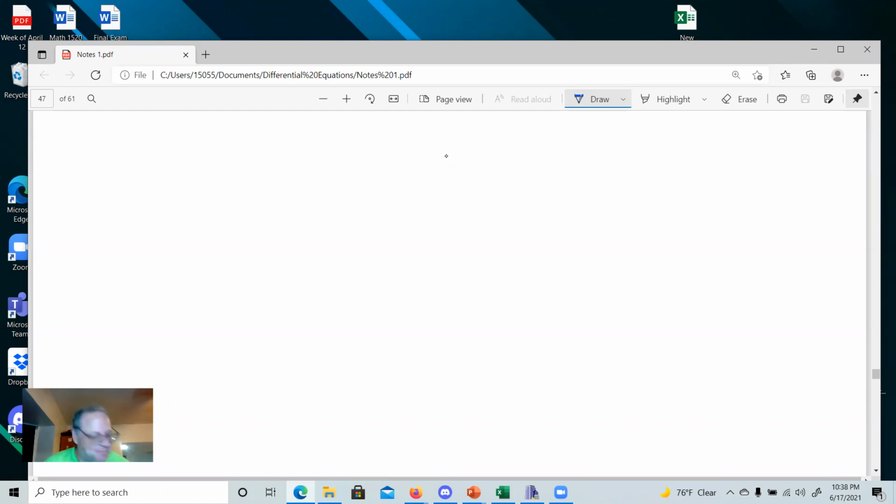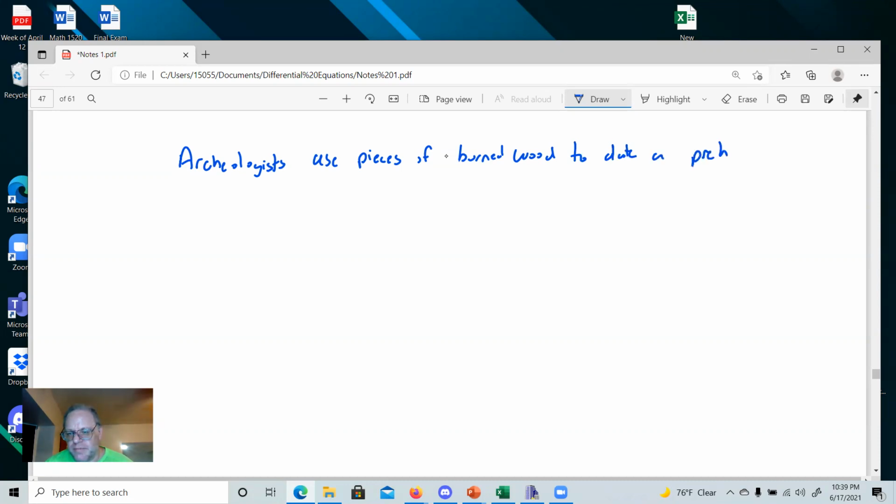and the second one in this one is going to be a Newton's law of cooling problem. So here's the problem that we have. Archaeologists use pieces of burnt wood to date a prehistoric site.